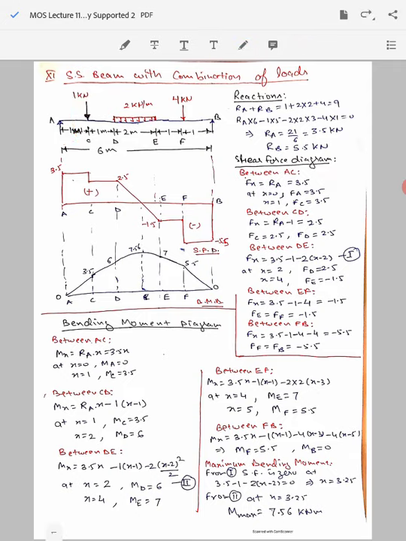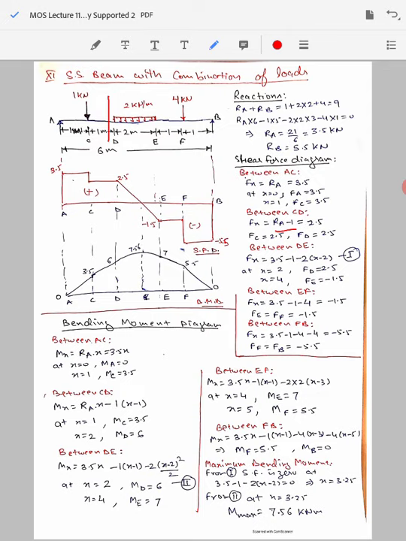Now we move to the next span CD. This time we assume the beam to be cut anywhere between C and D. Now there are two forces acting on the left side portion of the beam, whose free body diagram we will draw. So to balance these two forces, one RA in the upward direction and 1 kilonewton in the downward direction, so the net sum will be RA minus 1, so the shear force will be equal to this amount.